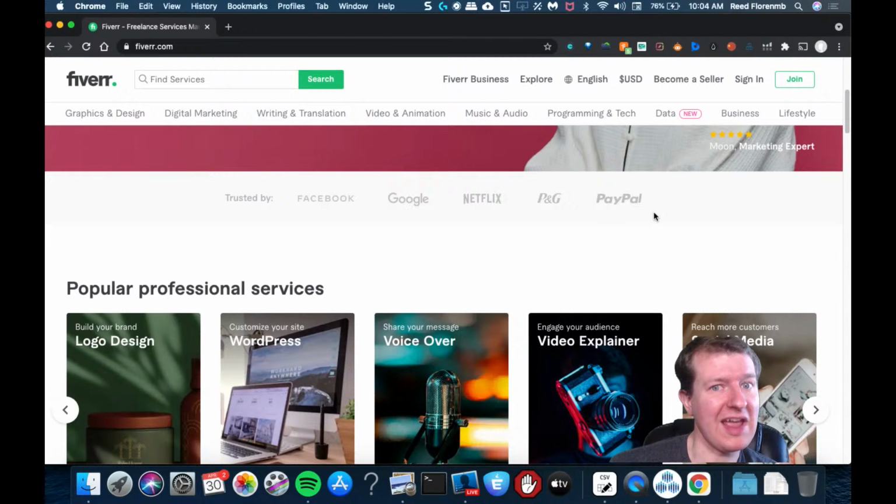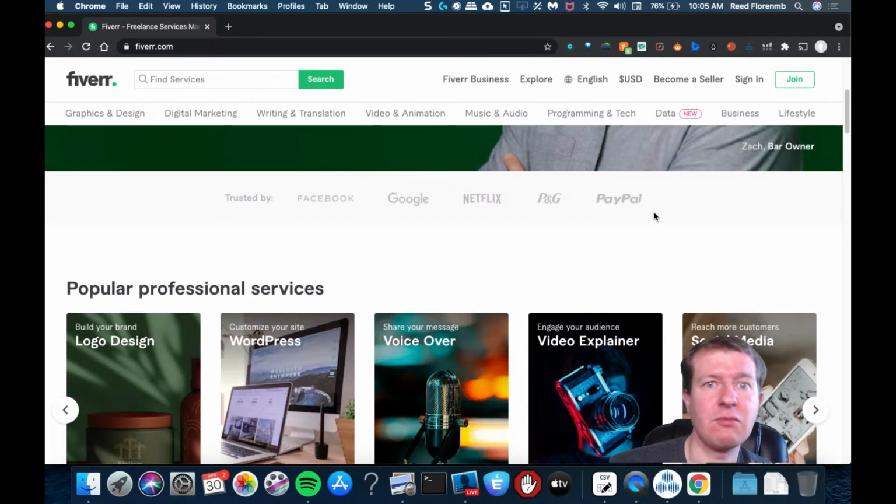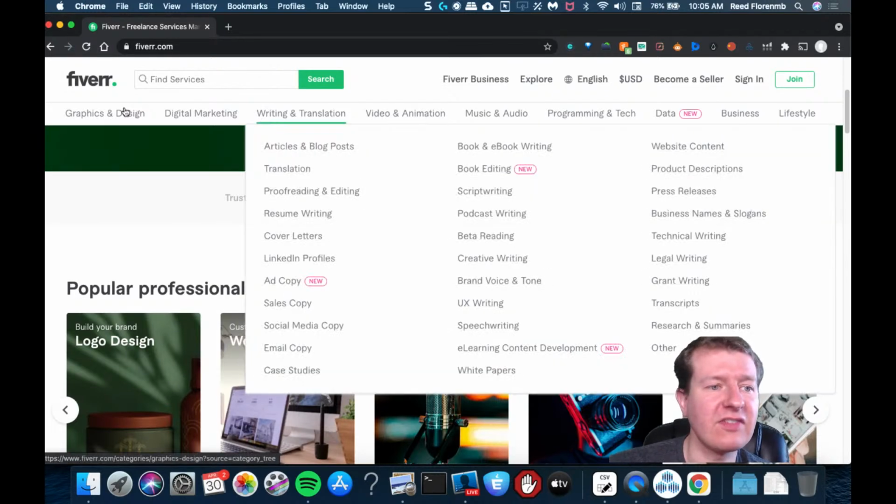And there's no way I would want to do anything for $5 because I think they take like a dollar of that. So they take a certain percentage of the transaction fee. I want to say it's like 20% that Fiverr takes. So keep that in mind when you price your gigs. But there's lots of different categories here.